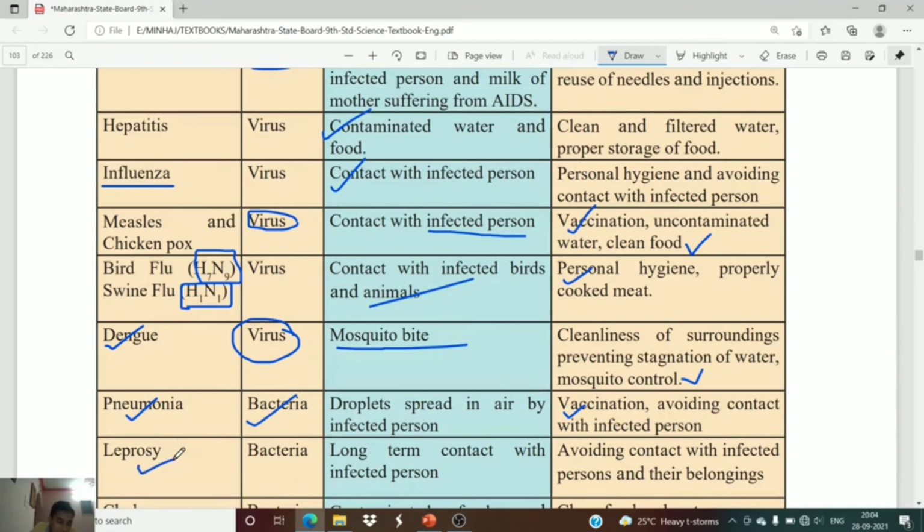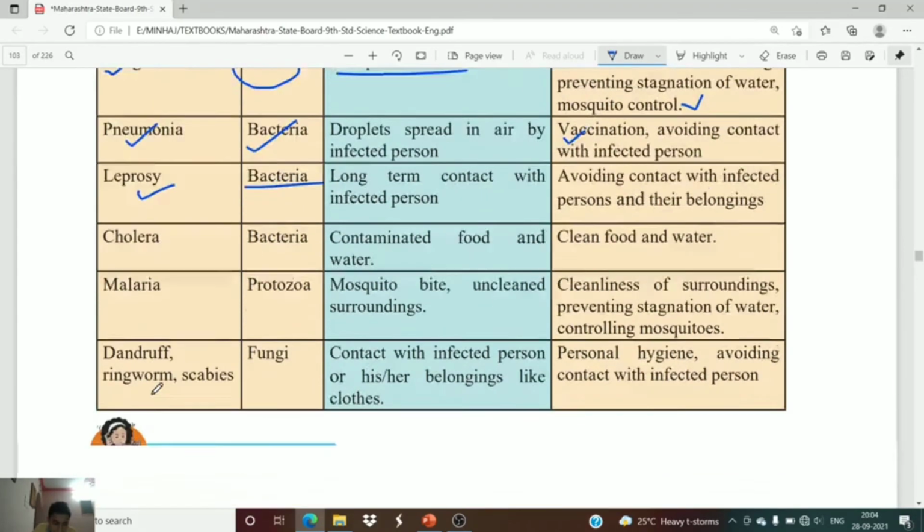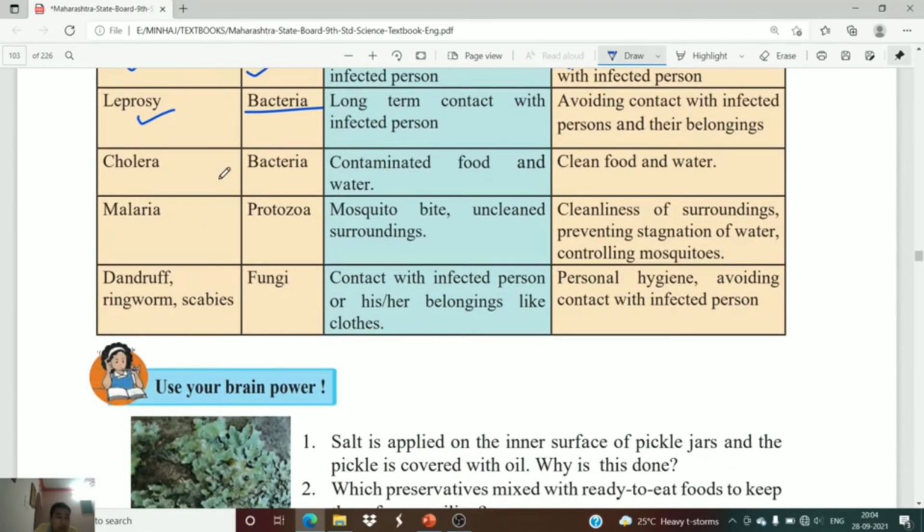The next disease is leprosy. It is also caused by bacteria, and the mode of infection is long-term contact with the infected person. So if you are in contact with an infected person, it may be transmitted to you. The preventive measures are that you have to avoid contact with the infected person, and also avoid contact with the materials which belong to the infected person. Next is cholera. It is also caused by bacteria. The mode of infection is contaminated food and water. The preventive measures are that you have to eat clean food and drink clean water.